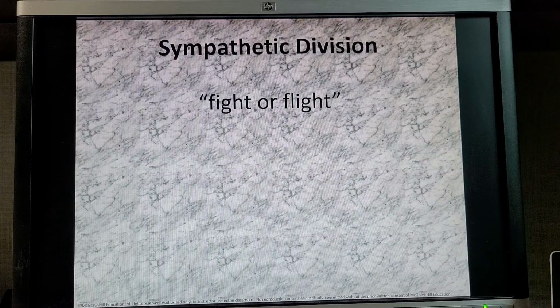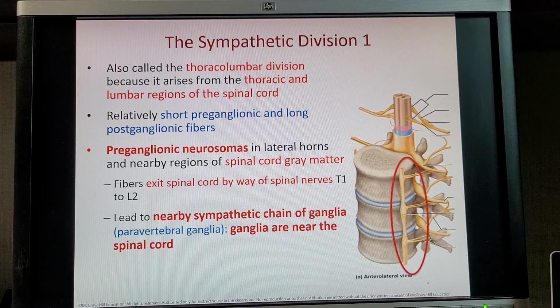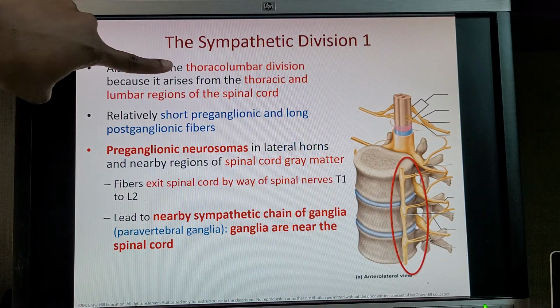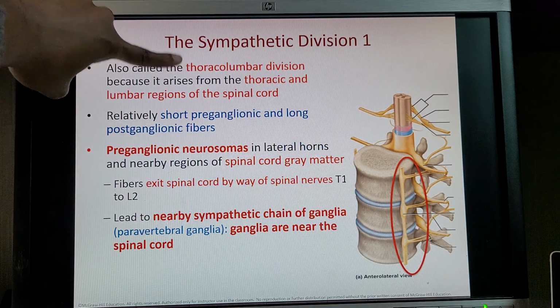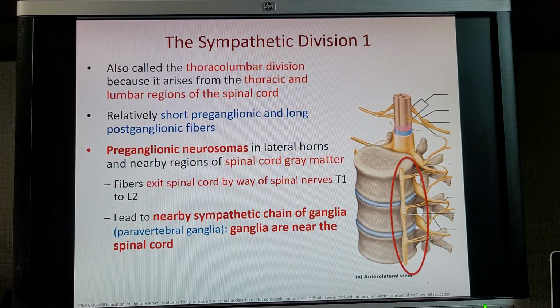All right, sympathetic division. So now we're going to focus just on the pieces and parts of our two different divisions. So we'll go sympathetic first and then parasympathetic next. So again, this is our fight or flight region. We're going to get the body ready for action. It is also called our thoracolumbar division, so dealing with the thoracic and lumbar regions of the spinal cord. So that's where its nerves are going to exit out of the spinal cord.